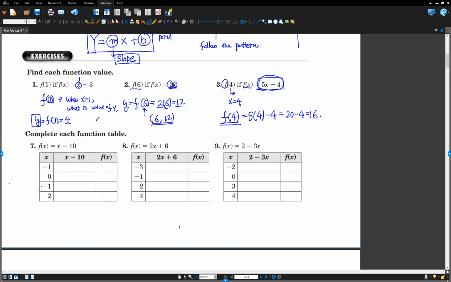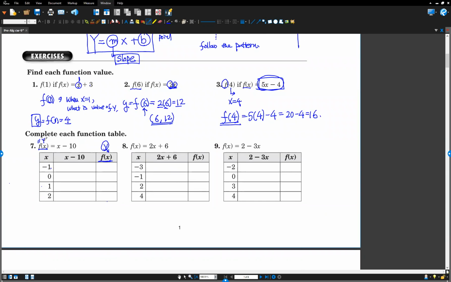Now, we have y equals x minus 10. Anybody fill out over here? When x is -1, what is the y? This is a variable, the output. We use y or sometimes f of x. F of x is y. All right, when x is -1, what is the value of y?